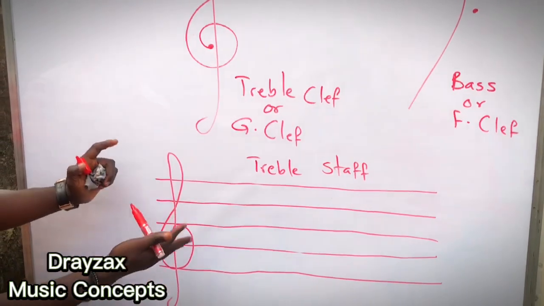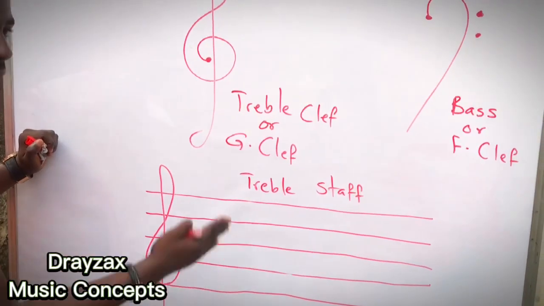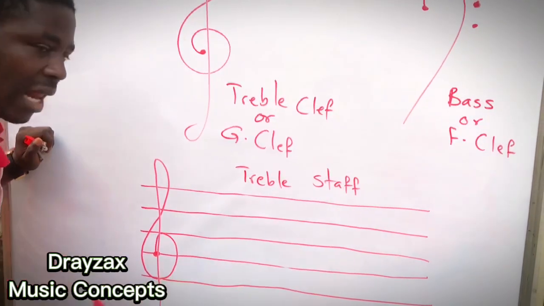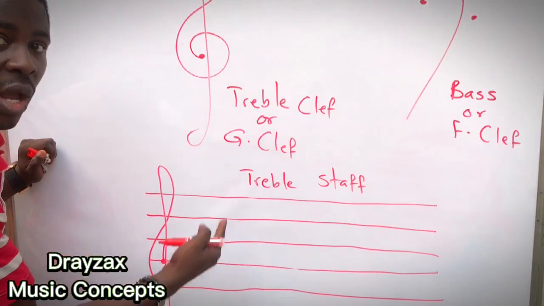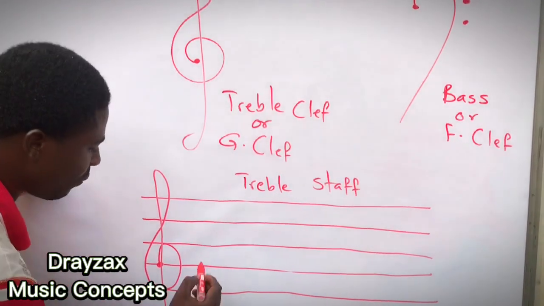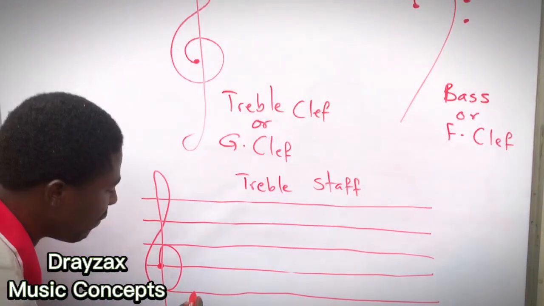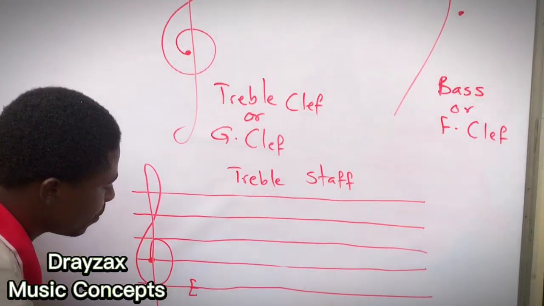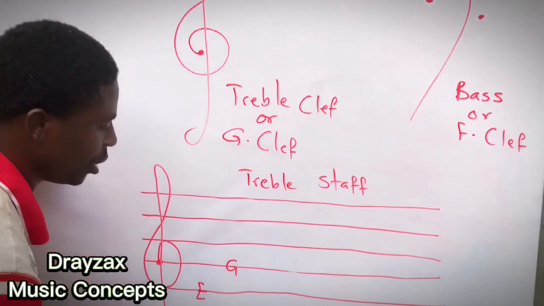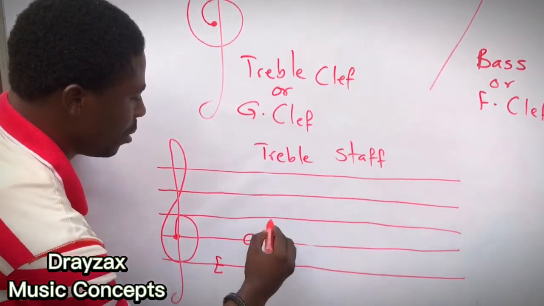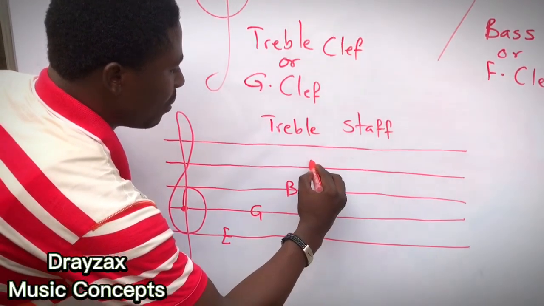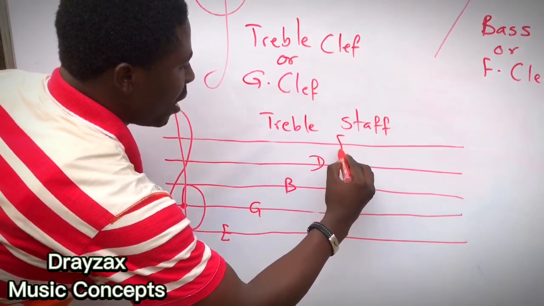So each of the lines here has alphabets. So I'm going to write the alphabet of the lines now. The lines and the spaces, we have lines and spaces. So each of them has alphabet. So the first line, which is line 1, is alphabet E. The second line, alphabet G. Third line, alphabet B. Fourth line, alphabet D. And fifth line, alphabet F.